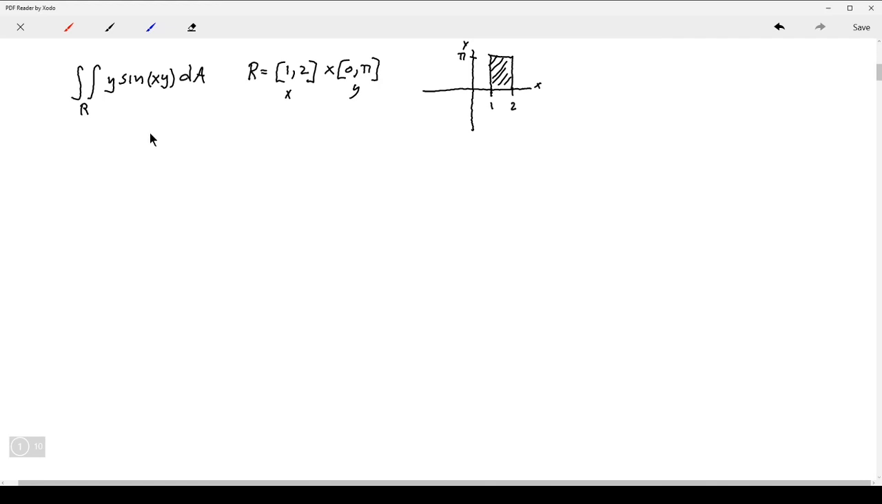So rather than having to make decisions, let's take a look at what would happen if I did x first. So if I do dx dy, then y is a constant.